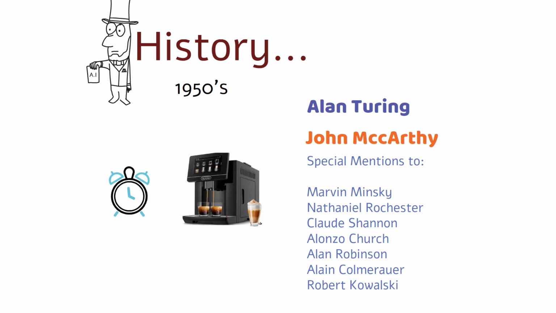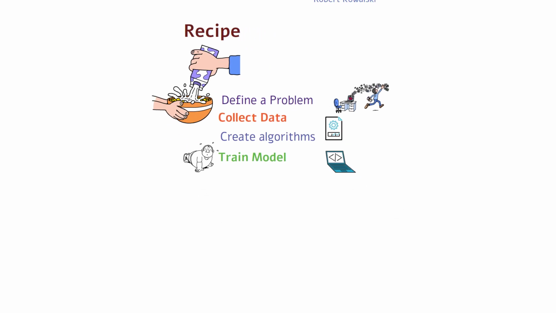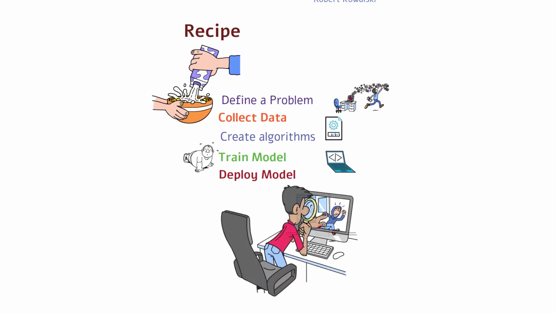The recipe for making AI typically involves defining an objective or a problem you want to solve. Collect the data that relates to the problem or objective. Create algorithms and models that use your data. Train your model, deploy your model, and tune it, monitor it and maintain it.